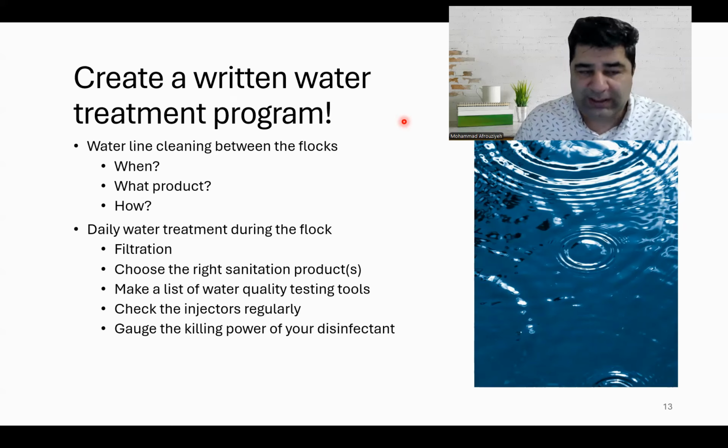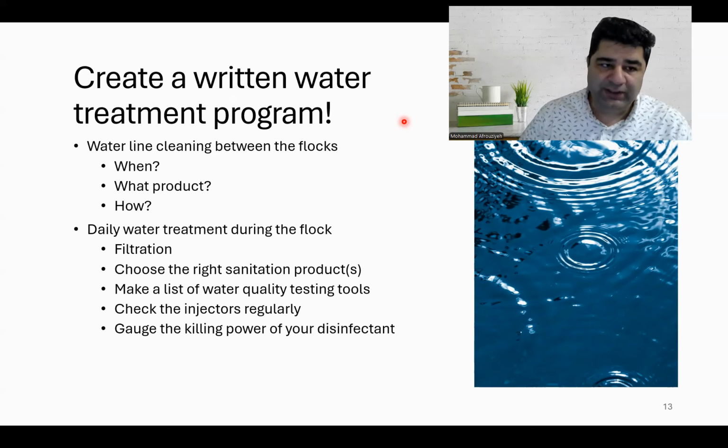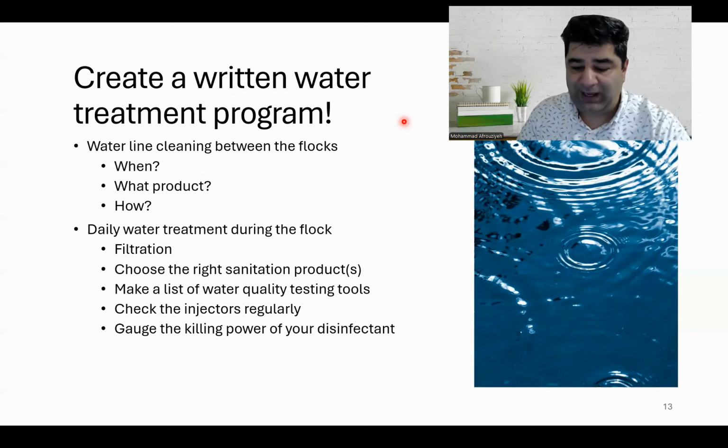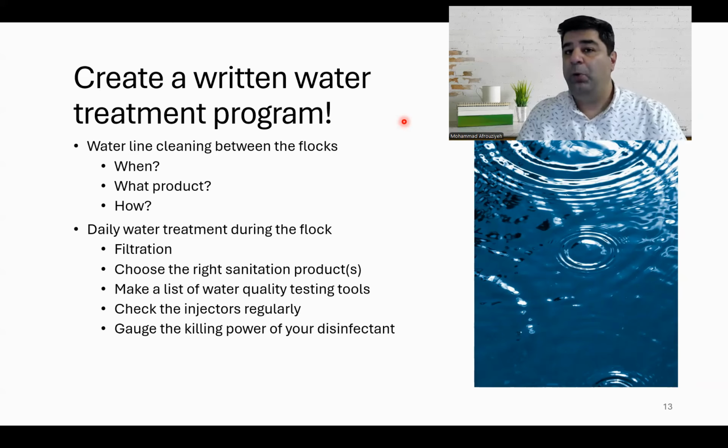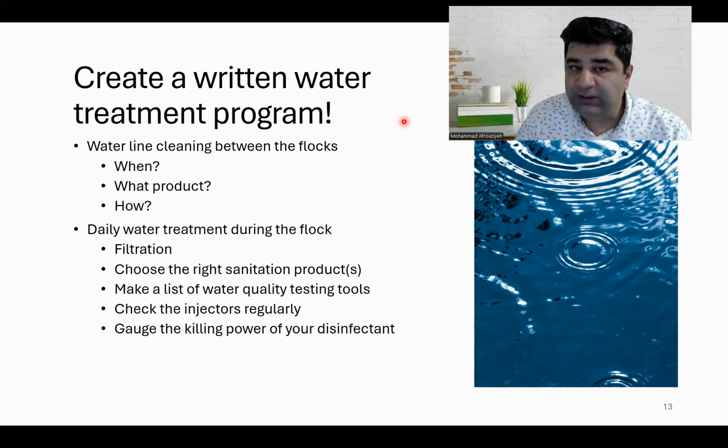you need to really have a written water treatment program. And based on that schedule, you need to treat your water accordingly. So overall, you are going to treat your water in two times.